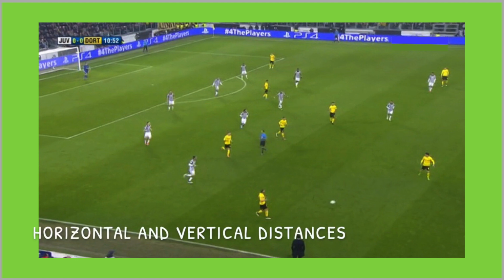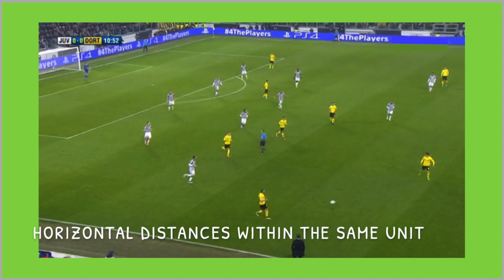The next key element involved with a deep block is to do with distances. A deep block needs to remain compact, so we can break distances down into 3 key parts. Firstly, the distance between players within the same unit. So here we'll look at the centre backs. As we can see, the distance is very small and very compact. This again helps limit space available for Borussia Dortmund to exploit.